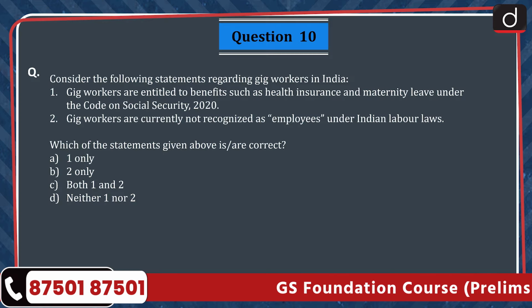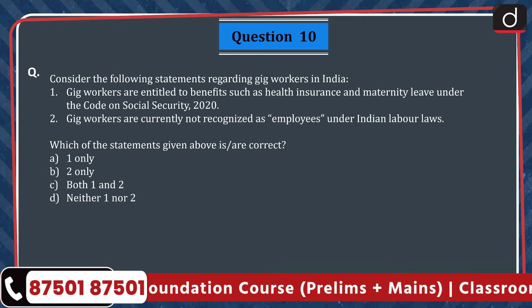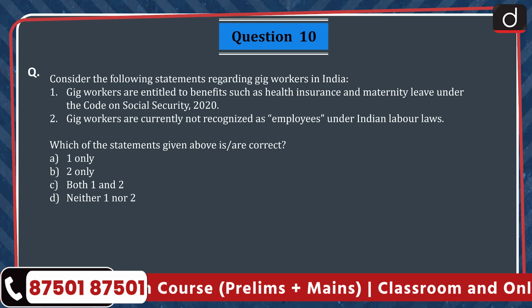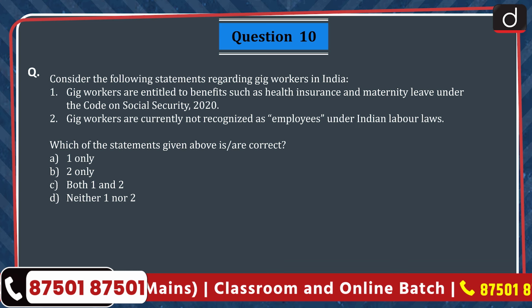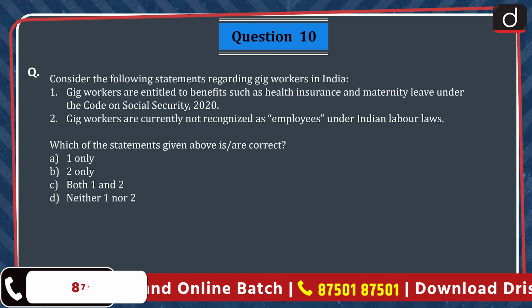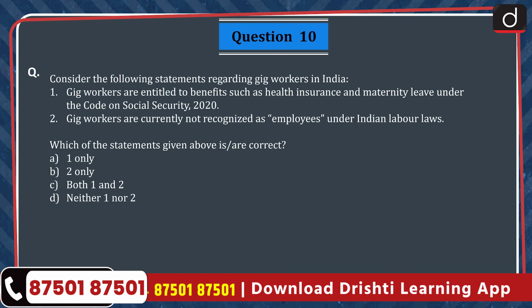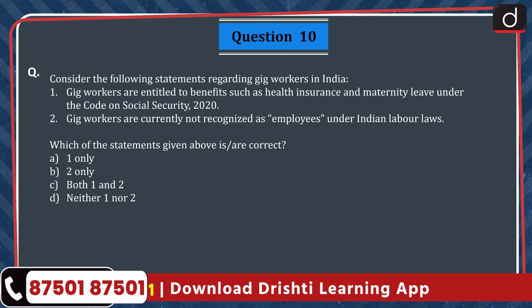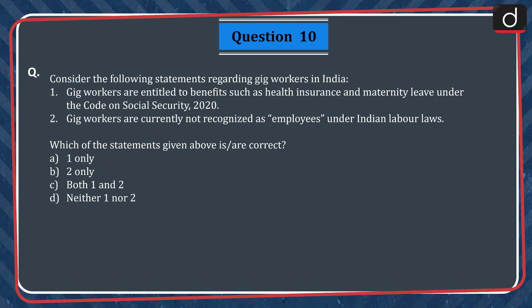Question 10. Consider the following statements regarding gig workers in India. 1. Gig workers are entitled to benefits such as health insurance and maternity leave under the Code of Social Security 2020. 2. Gig workers are currently not recognized as employees under Indian labor laws. Which of the statements given above is or are correct? A. 1 only. B. 2 only. C. Both 1 and 2. D. Neither 1 nor 2. The correct answer is option C.